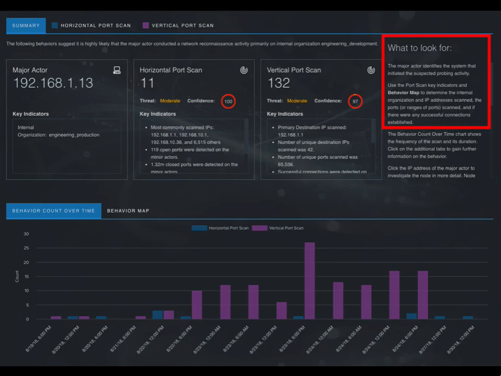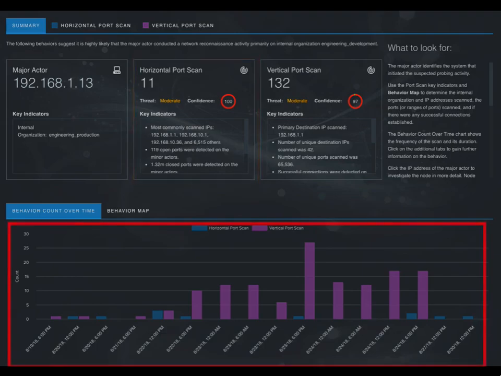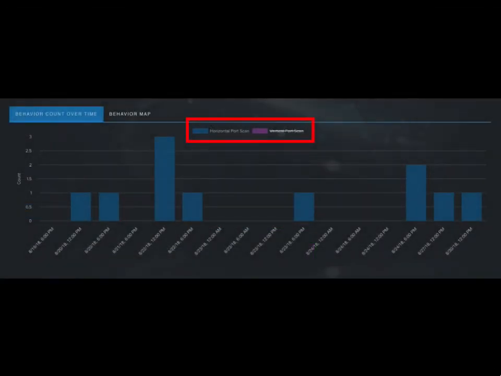Let's look at the noted behaviors that AI has identified as a cause for concern. The first is a collection of horizontal port scans. Use the key indicators on the horizontal port scan card and behavior map to determine the internal organization and IP addresses scanned, the ports or ranges of ports that were scanned, and if there were any successful connections established. The behavior count over a time bar chart shows the frequency of occurrence of the horizontal and vertical port scans. By clicking on the vertical port scan button, we can deselect the vertical port scan entries and focus on the horizontal port scan counts and occurrences.